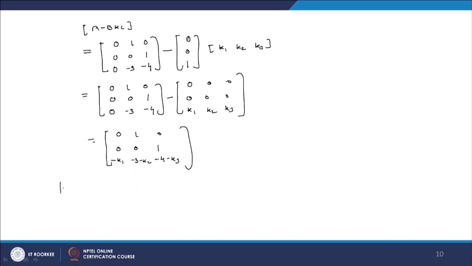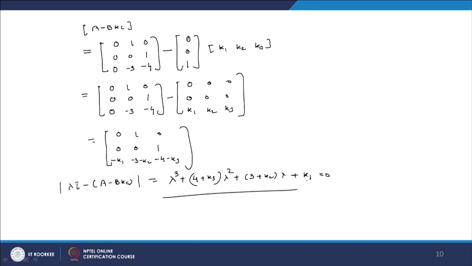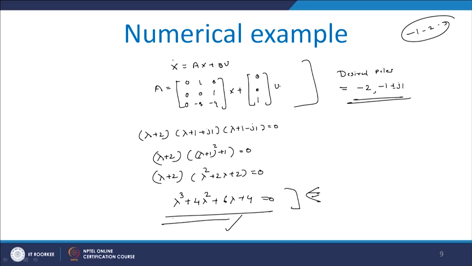Now we have to determine this characteristic equation in terms of lambda. So, determinant of lambda I minus (A minus B Kc) gives lambda cube plus (4 plus k3) into lambda square plus (3 plus k2) into lambda plus k1 equal to 0. This equation in the companion form, read in reverse, gives minus k1, minus 3 minus k2, minus 4 minus k3. So we have got this equation from the original plant, where k1, k2 and k3 are there. Now this is the desired equation.